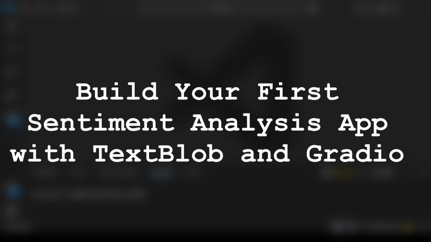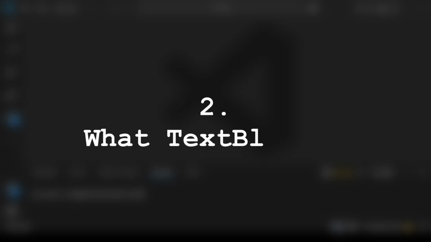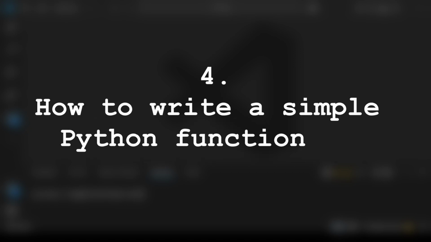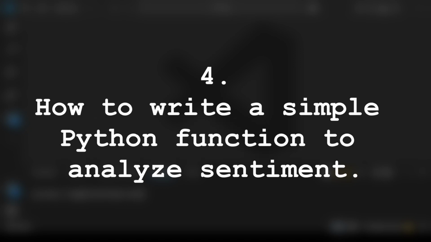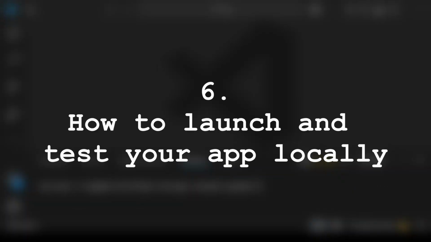Here is what we'll cover in this tutorial: what Gradio is and why it's awesome for turning Python functions into web apps, what TextBlob is and how to use it for sentiment analysis, how to install the libraries we need, how to write a simple Python function to analyze sentiment, how to build a Gradio interface for that function, how to launch and test our app locally.